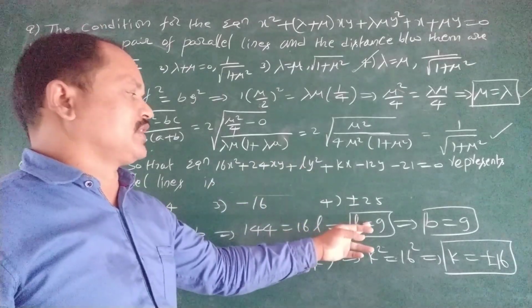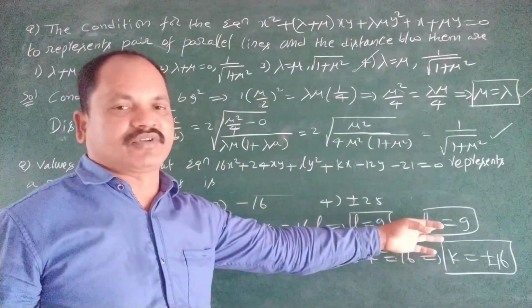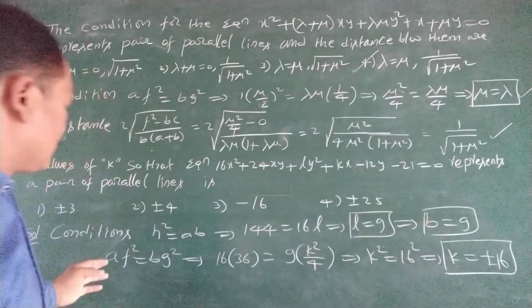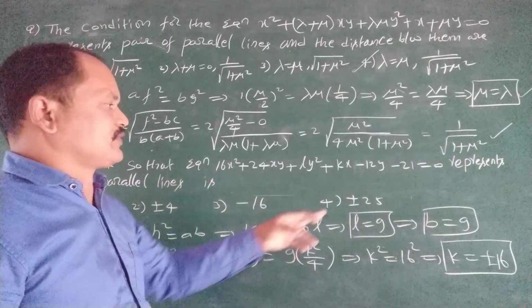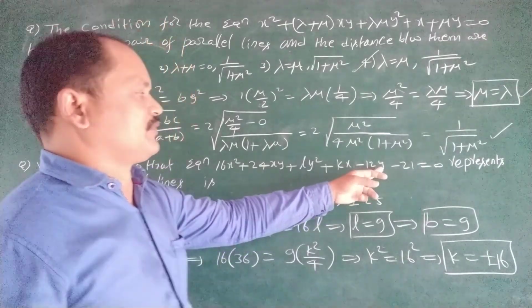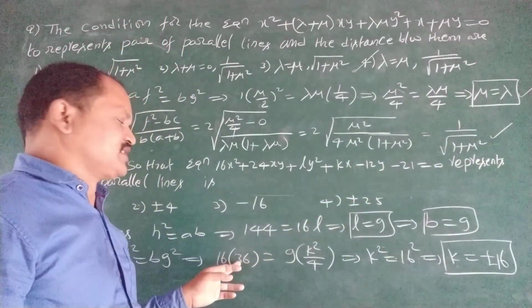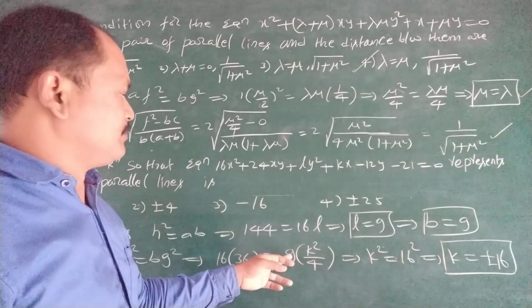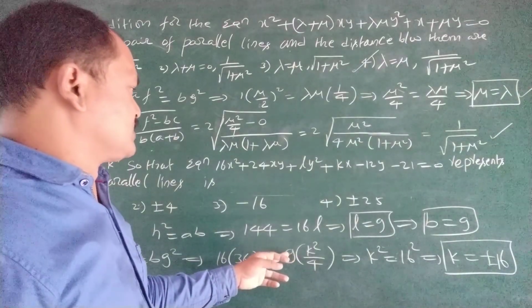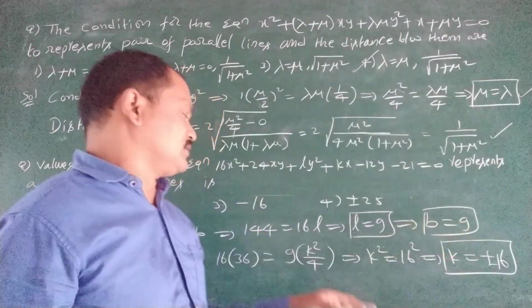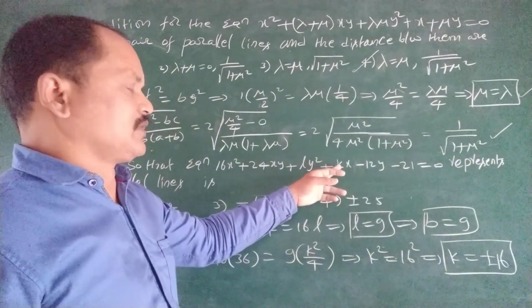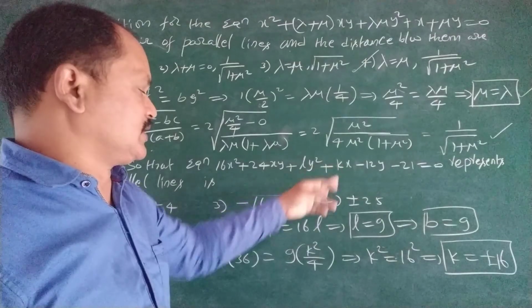16L, L is equal to 9. So L is nothing but the coefficient of y square, that is b. B is equal to 9. And one more condition, af square is equal to bg square. So 16 into f square. F is half of the coefficient of y, that is minus 6. Minus 6 square is 36. And b g square, b is the coefficient of y square, that is 9. 9 into g square, where g is half of the coefficient of x, that is k by 2.